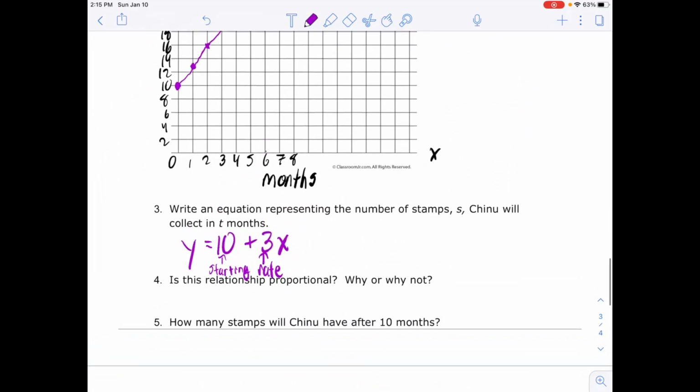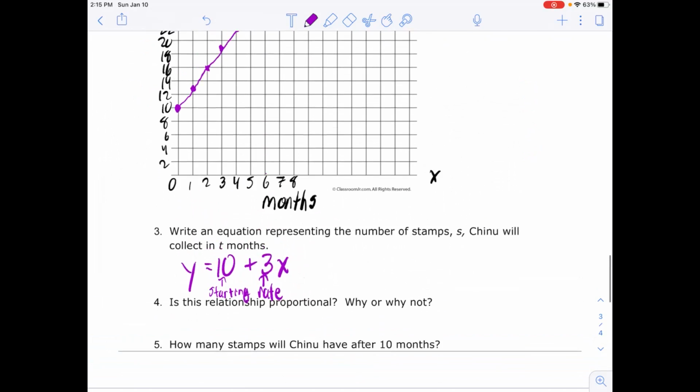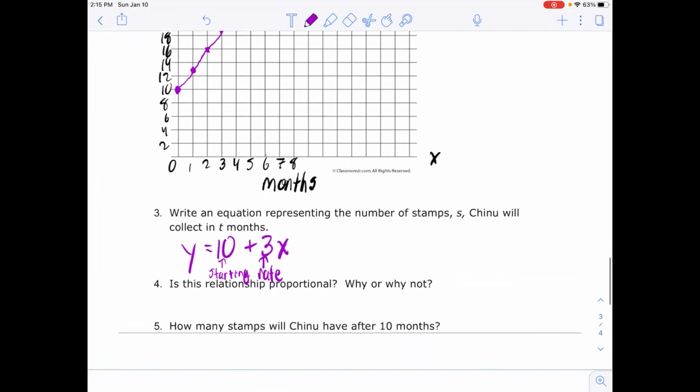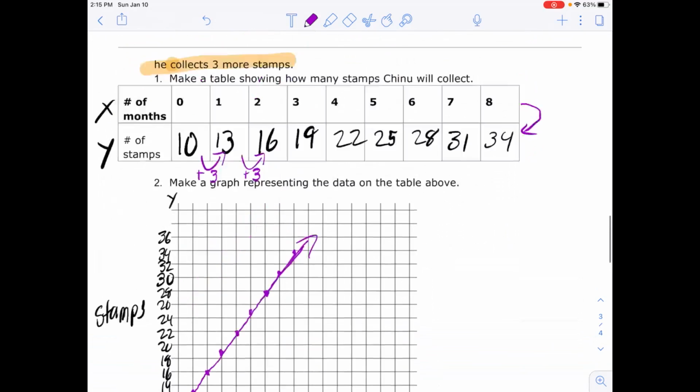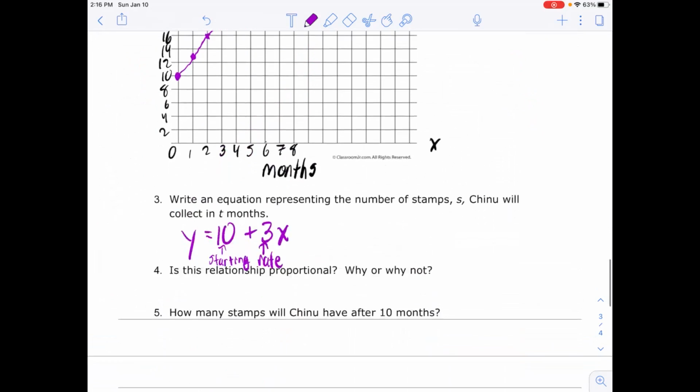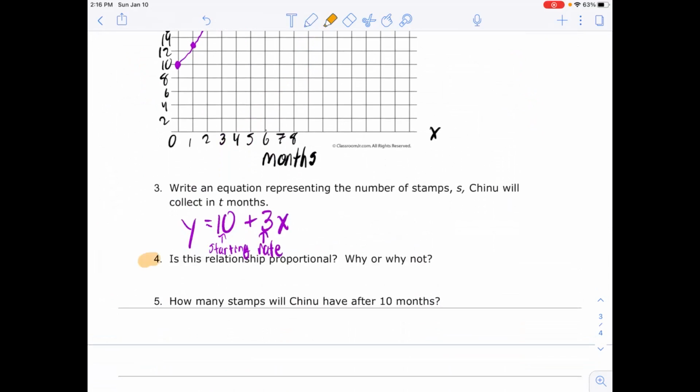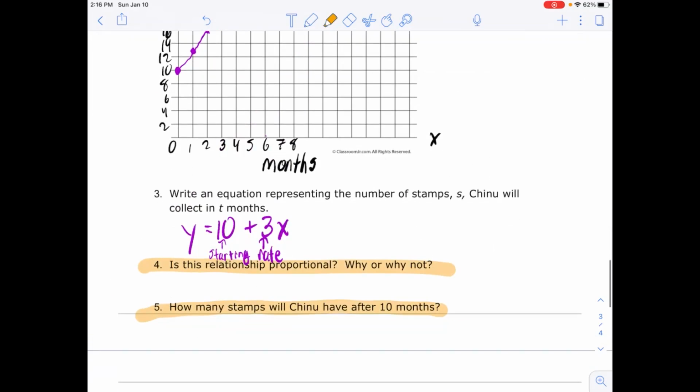So my next question is, is this a proportional relationship? And then how many stamps will Chinu have after 10 months? So these two questions you are going to put into Schoology for your check. I want you to tell me if this is proportional, and I want you to tell me how many stamps he will have after 10 months.